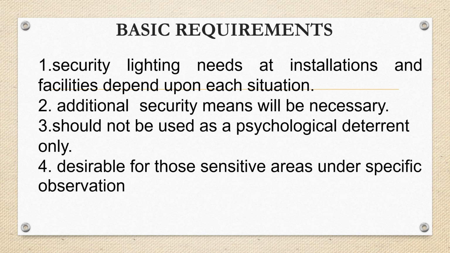Protective lighting requirements. The lighting needs of installations and facilities depend on each situation and the areas to be protected. When such lighting provisions are impractical, additional security posts, patrols, sentry dog patrols, and other security means will be necessary. It should not be used as a psychological deterrent only. And lastly, it is desirable for those sensitive areas under specific observation.